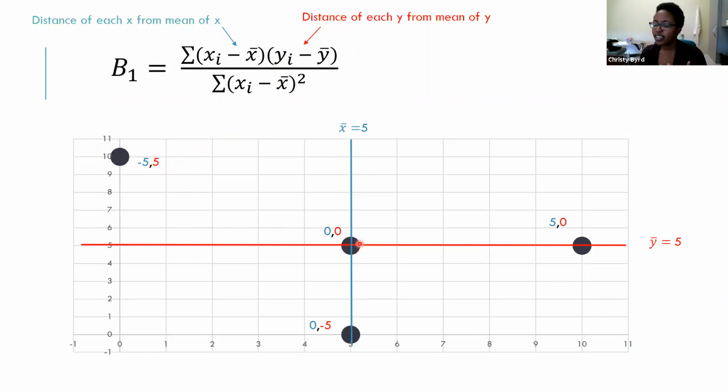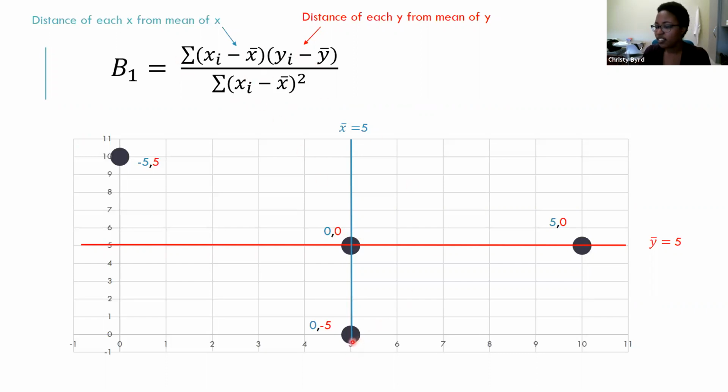For this student right here, they were at the mean for both numbers. They got a 5 on the quiz and they watched 5 hours of TV. So they're just a totally, perfectly average student right here. So their distances are both 0.